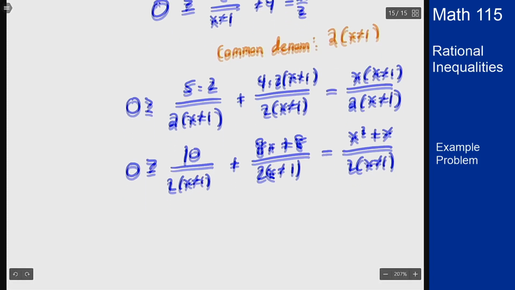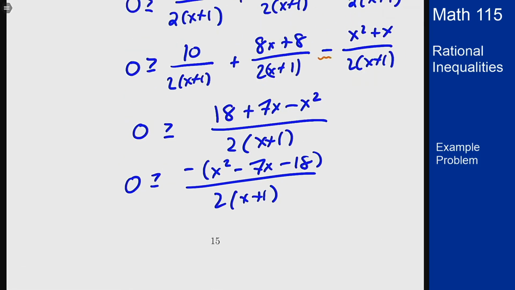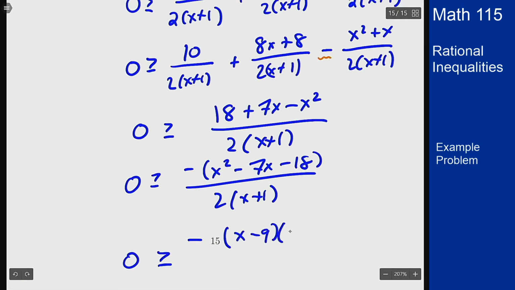I put them all together, being careful to distribute this minus sign across both the x squared and the x before combining them. And now I can pull out a minus sign from the top to see what it looks like and then factor the numerator, giving me that 0 should be bigger or equal to a negative sign. The top factors as x minus 9, x plus 2, and the 2x plus 1 on the bottom.